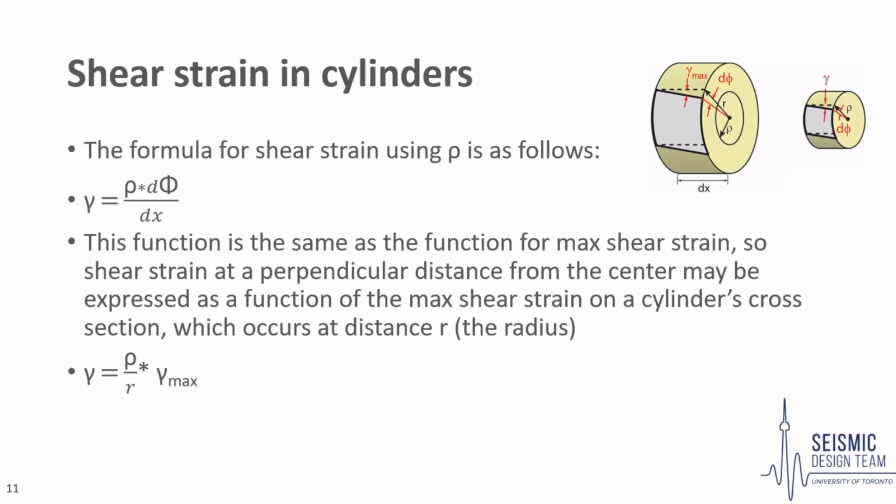As said previously, the max shear strain occurs at the distance radius. Thus, gamma is equal to ρ divided by the radius multiplied by gamma max.